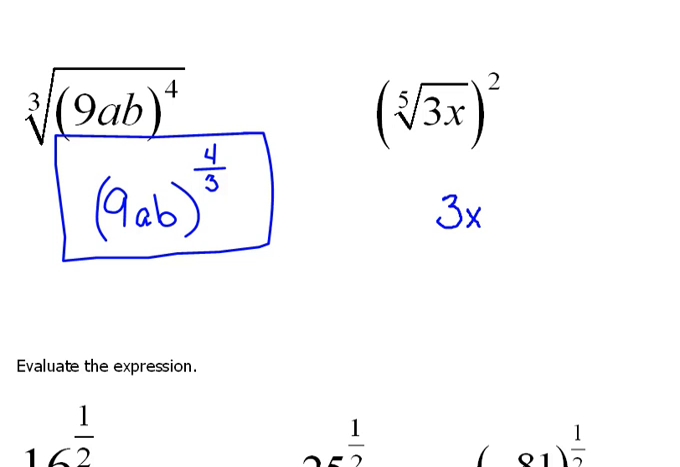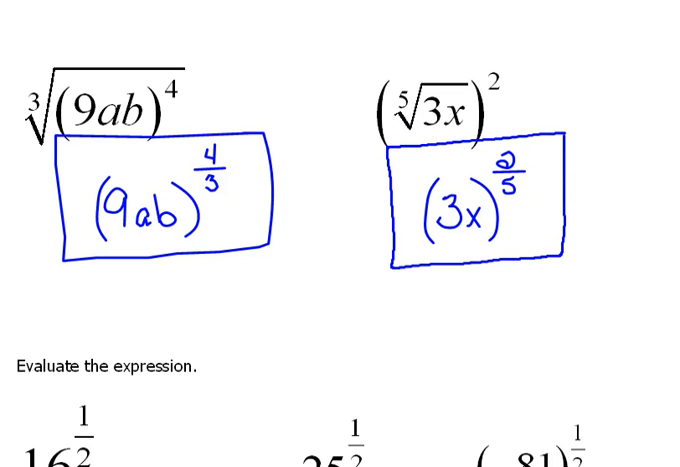We take our radicand of 3x, we'll raise it to a power. The bottom number is the root, which in this case is 5. The top number is the power, which in this case is 2. So that is the exact same thing as saying 3x raised to the 2/5 power.